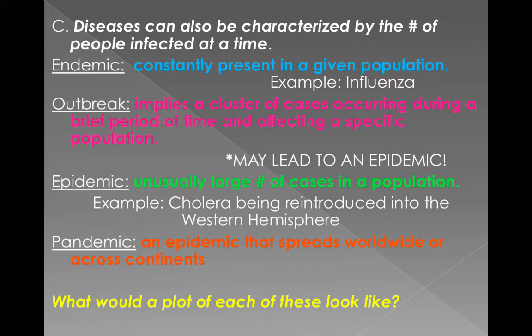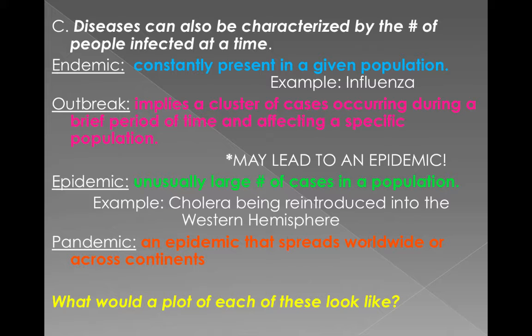And an outbreak would imply that there's a cluster of cases occurring during a brief period of time and affecting a specific population. This could lead to an epidemic. Now, an epidemic would be when there's unusually large numbers of cases in a population.